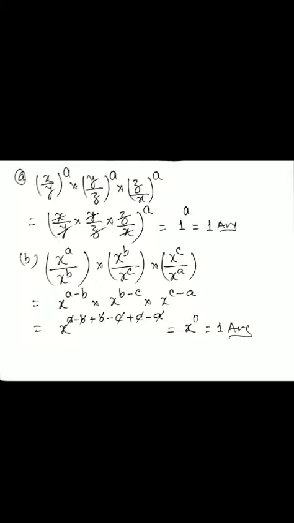Question B. (x raised to the power a by x raised to the power b) multiplied by (x raised to the power b by x raised to the power c) multiplied by (x raised to the power c by x raised to the power a). Of x raised to the power a by x raised to the power b, it can be written as x raised to the power a minus b, multiplied by x raised to the power b minus c, multiplied by x raised to the power c minus a, equal to x raised to the power a minus b plus b minus c plus c minus a. So here plus b minus b is 0, plus c minus c is 0, a minus a is 0. So x raised to the power 0 equals 1.